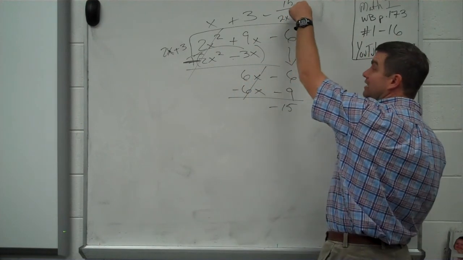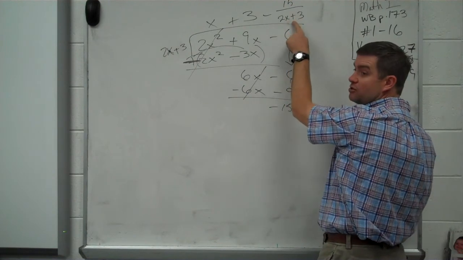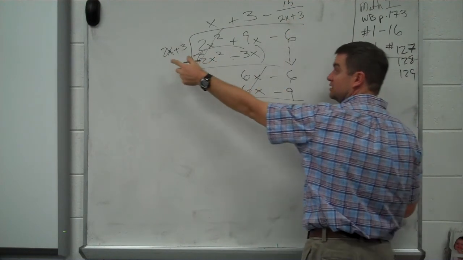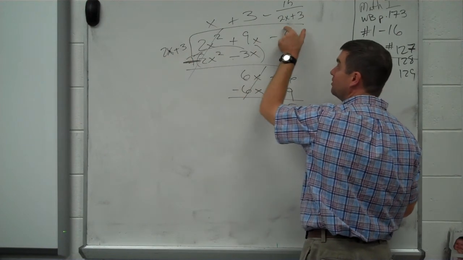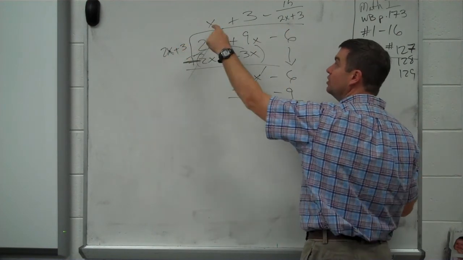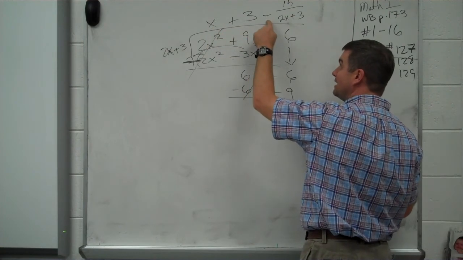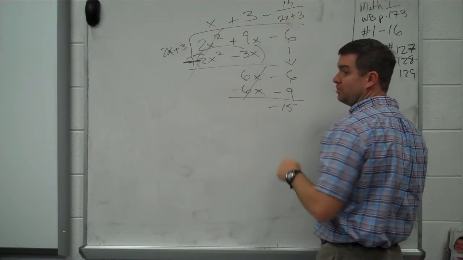The remainder goes right there, and what is this value always going to be? The stuff that you divided by, the denominator. That's your remainder, and that's how it needs to be written. x plus 3 minus 15 over 2x plus 3.